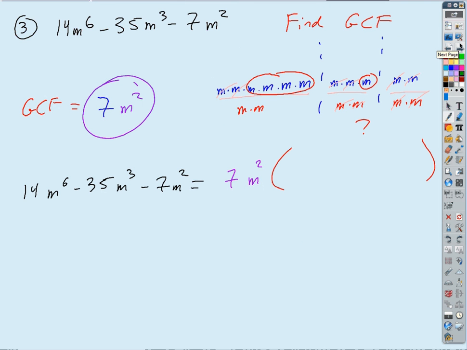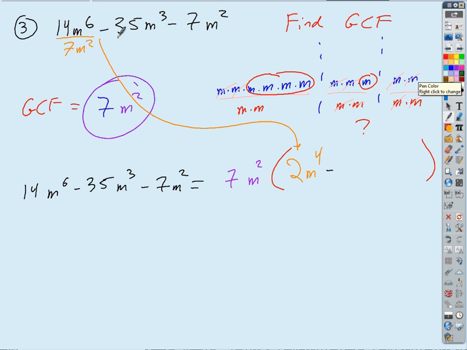So now let's take our more complicated example. So what are we going to get here? Well, if we're factoring out a 7m squared, that means that we're dividing it away from each term, right? So then 14m to the 6 divided by 7m squared gives me what? 14 over 7 is 2. M to the 6 divided by m squared is m to the 4th. So there's the first term when we undistribute. What about the next term?